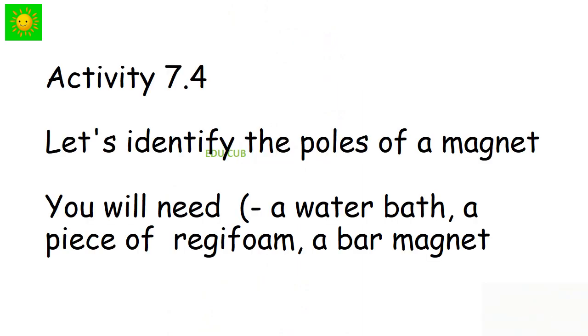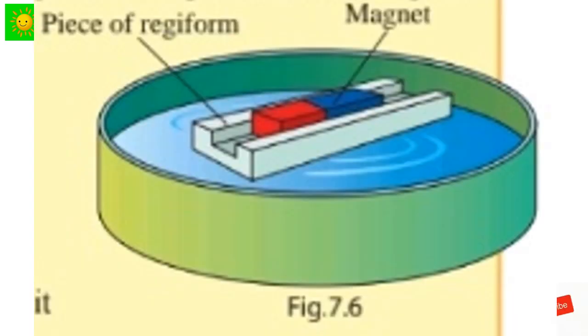In activity 4, you have to identify the poles of a magnet again. You need a water bath, a piece of rigiform, and a bar magnet. Do this activity on the same day as the above activity. Cut the piece of rigiform as shown in this figure. Then keep the bar magnet on the piece of rigiform and let it float on the water. Identify the direction the magnet is heading after it goes still. Repeat your activity and see the observation.